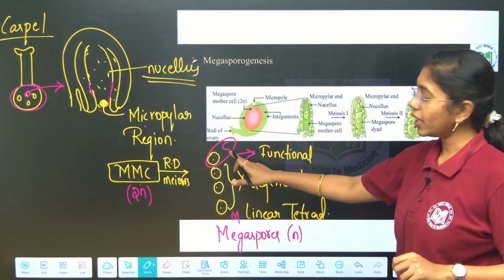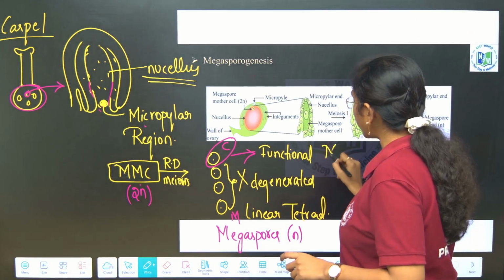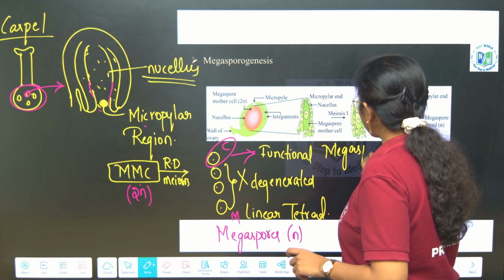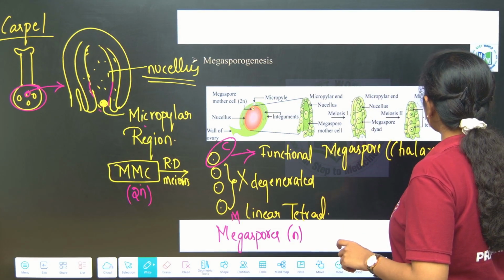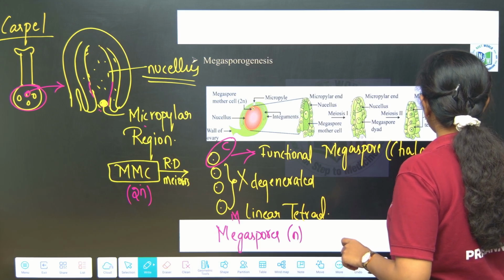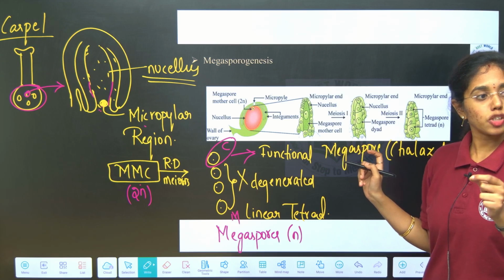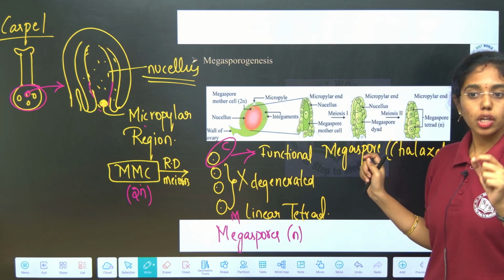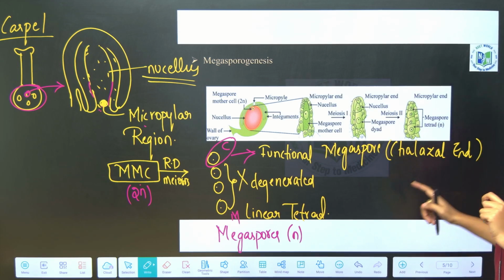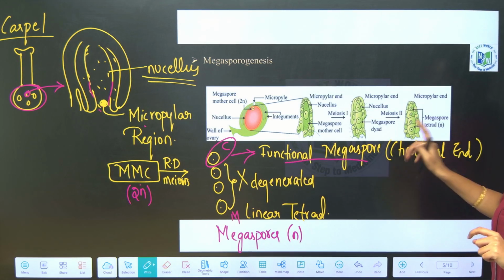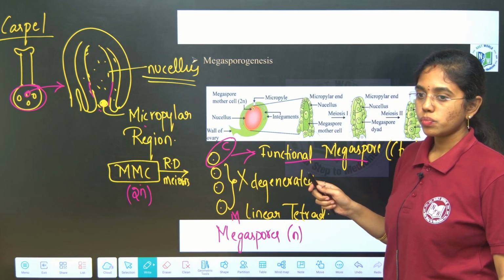Listen carefully. From here only the embryo sac will be formed. So, the functional megaspore is at what end? Functional megaspore is close to the chalazal end. Till here the story is clear, no? The story of megasporogenesis till here is crystal clear, right? You know the meaning of megasporogenesis? Production or formation of megaspores from the megaspore mother cell is called megasporogenesis. So, till here the formation of the functional megaspore is clear to you. This reduction is called megasporic meiosis.